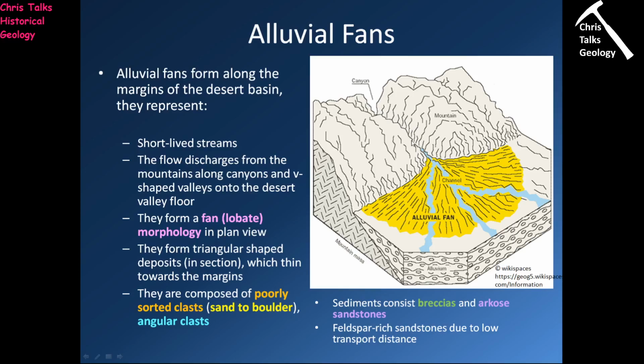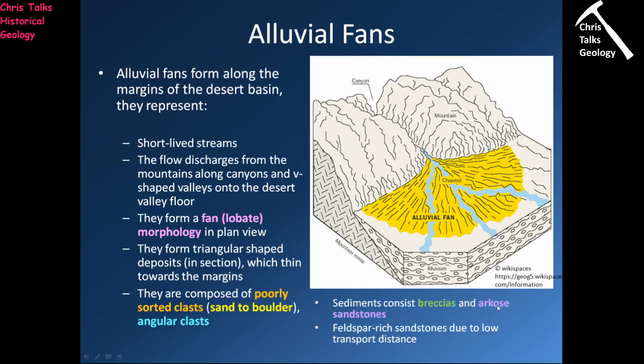Now, because the sediment moving along the canyon hasn't been transported very far, there's been less time for the clasts to bang into each other, so they don't tend to be very well rounded. So you'll tend to find angular clasts associated with alluvial fan deposits. So the sediments we get associated with alluvial fans tend to be breccias. If you remember, if the clasts are in excess of 2 millimeters in size and they're angular, it's going to be a breccia. Now, if your clasts are less than 2 millimeters in size, you're going to have a sandstone. And we get a particular type of sandstone associated with alluvial fans.